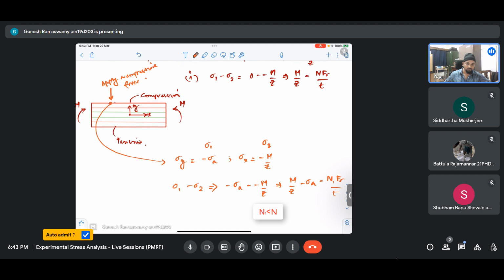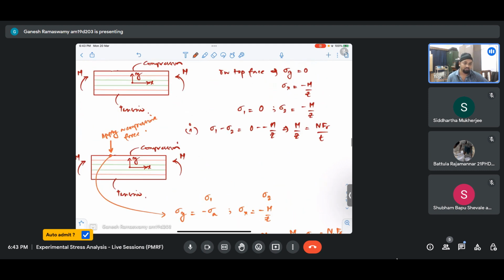So once I apply that load, if the fringe order decreases, because I have a color calibration table with me, I can see that there was one color earlier. Now when I have applied the compression, the color has changed and it has gone to a lesser fringe order. If that happens to be the case, then I can discern the nature of the stress that is being applied at that free surface. So this is the entire technique behind this.